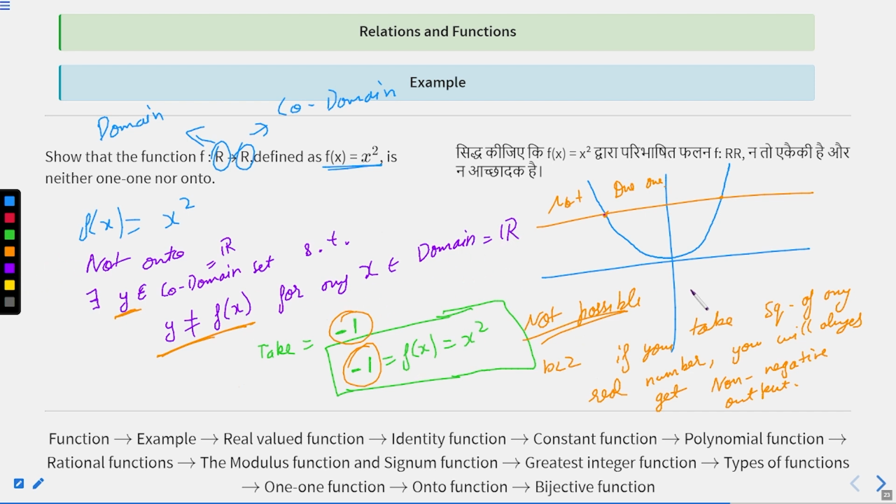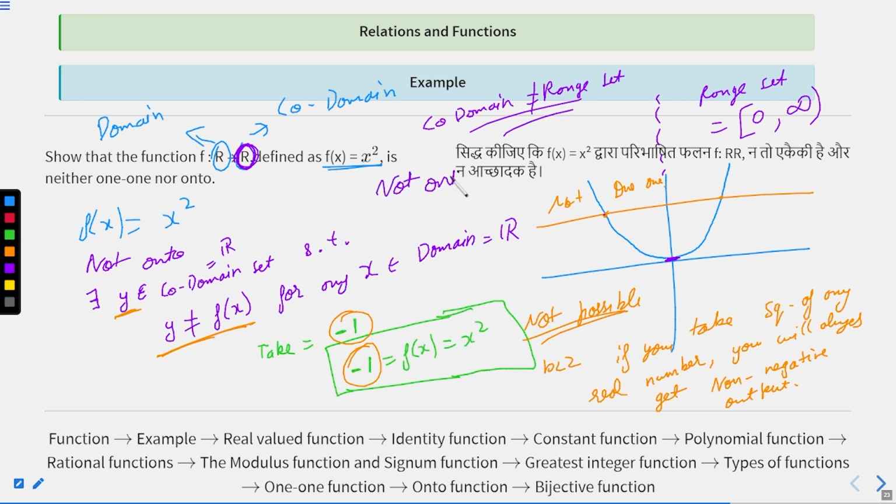Or pictorially you can also see that if the codomain is R, the range set is from this element to this infinity. So the range set is equal to what? 0 to plus infinity. Yes, but the codomain set is R. So the codomain set is not equal to the range set. So this means not onto. The other way to look is this. Okay, I hope that it is clear to you.